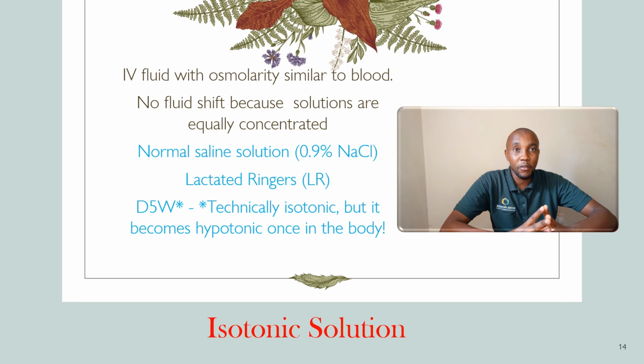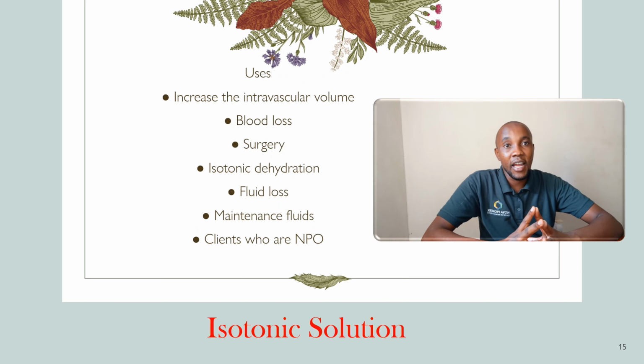What are some examples of isotonic IV fluids? Here we have 0.9% sodium chloride, lactated Ringer's, and dextrose 5% in water. Dextrose 5% in water is technically isotonic in the bag, when it is on the shelves and in the medication cartons, but once infused in the body, it becomes hypotonic. Remember that.